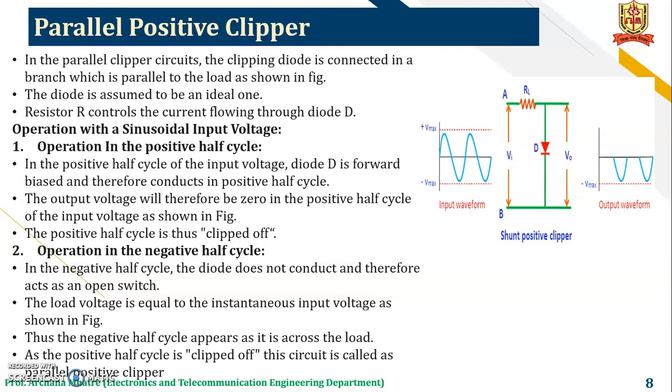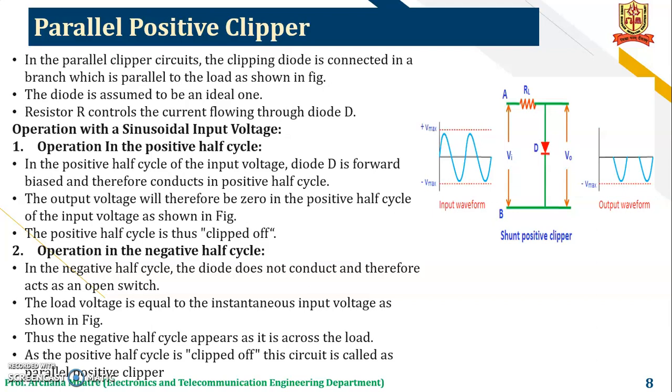Operation for the sinusoidal input voltage. First, operation in the positive half cycle. In the positive half cycle of the input voltage, diode D is forward biased and therefore conducts. The output voltage will therefore be 0 in the positive half cycle of the input voltage as shown in the figure. The positive half cycle is thus clipped off.